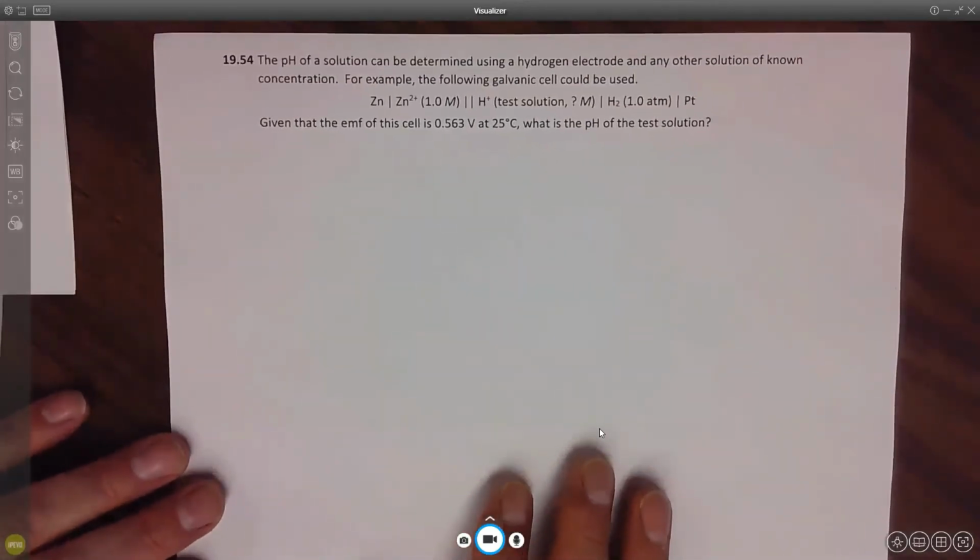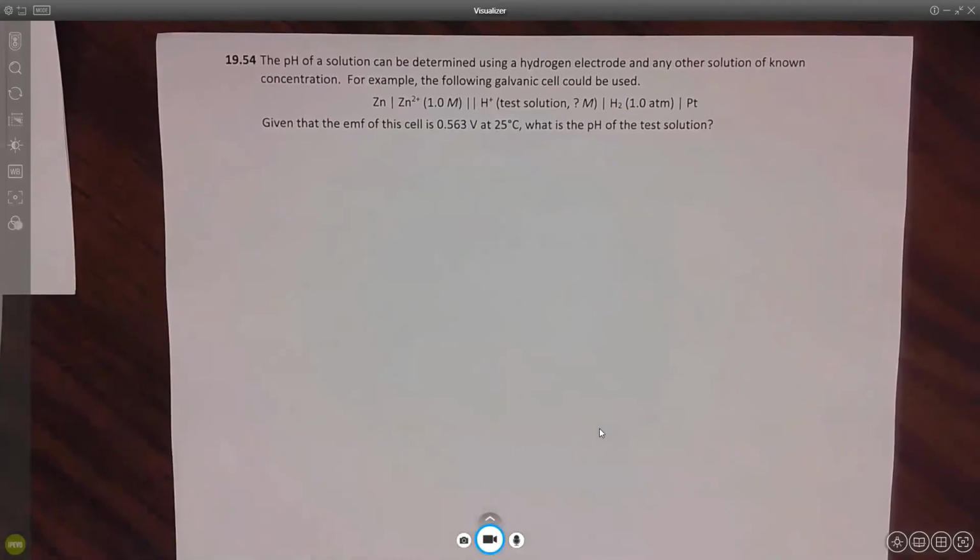So this is number 54. It says the pH of a solution can be determined using a hydrogen electrode and any other solution of known concentration. For example, the following galvanic cell could be used. So we have the shorthand form. So at the anode, we have the zinc going to zinc 2 plus. And at the cathode, we have the hydrogen ion going to hydrogen gas.